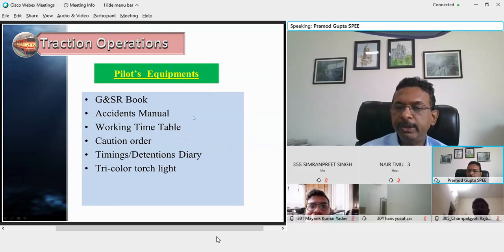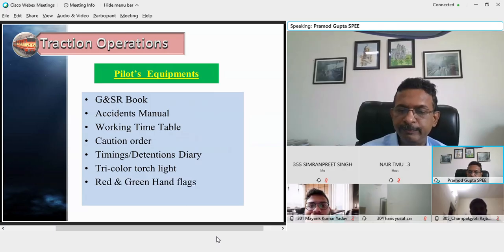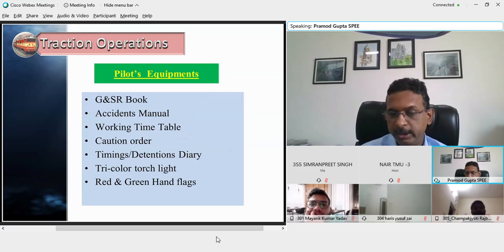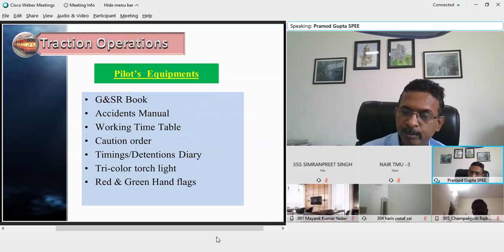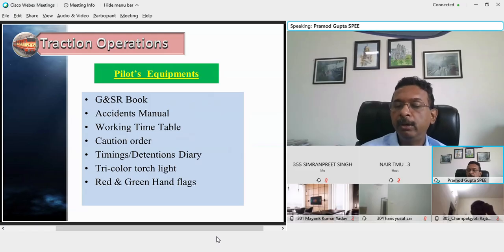GSR book, accident manual, working timetable, caution order of the section, timings, detention diary, the tricolor torches, red and green hand flags. These are some of the items which he is supposed to carry along with him when he reports for duty. And sometimes the personal equipment bag of the loco pilot is also checked either by the people who are manning the loco lobby, or sometimes by the AE operation during the footplate examination. During the footplate examination, the AE operation asks him to open the bag, and all these things should be available with him all the time.